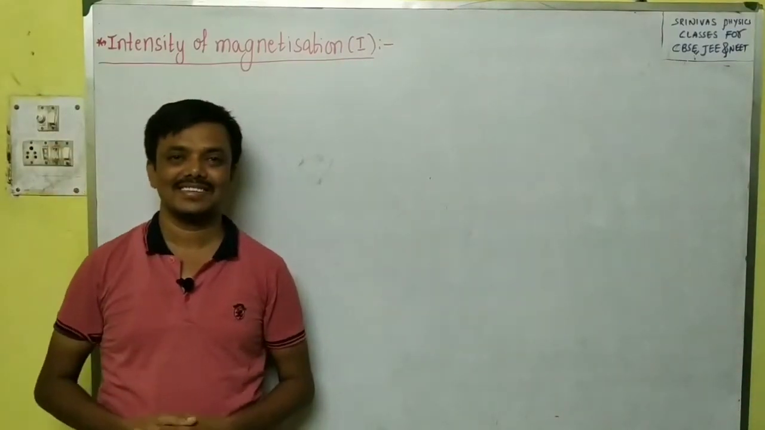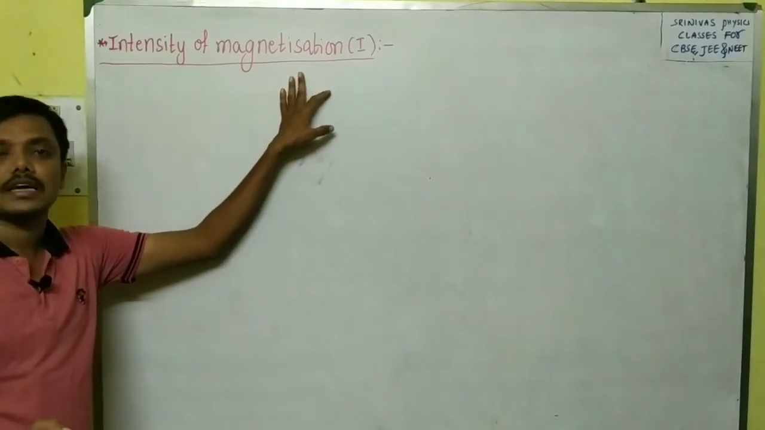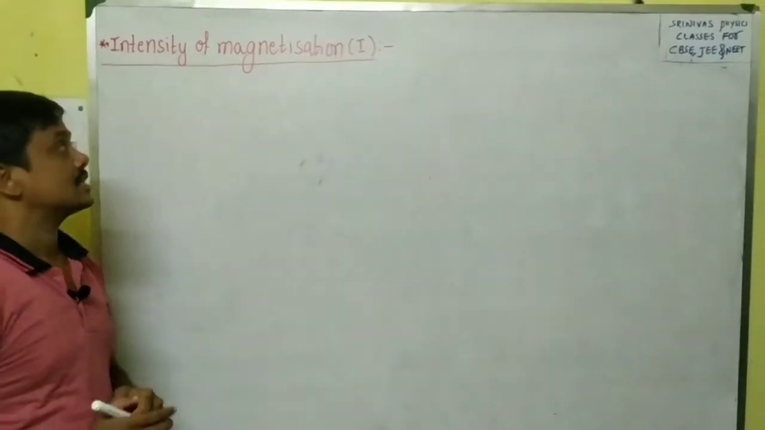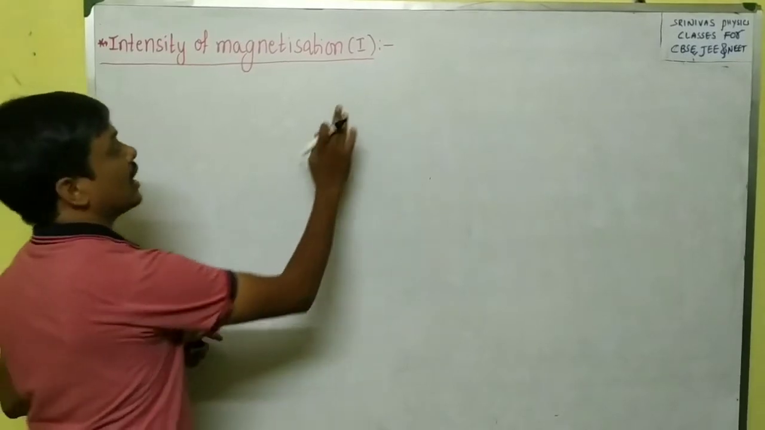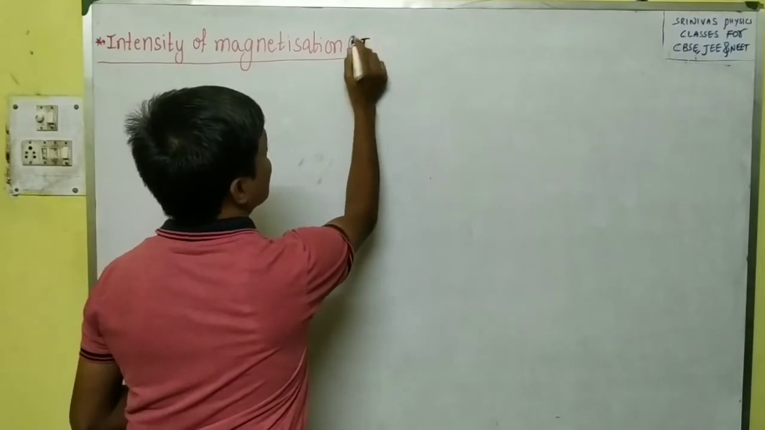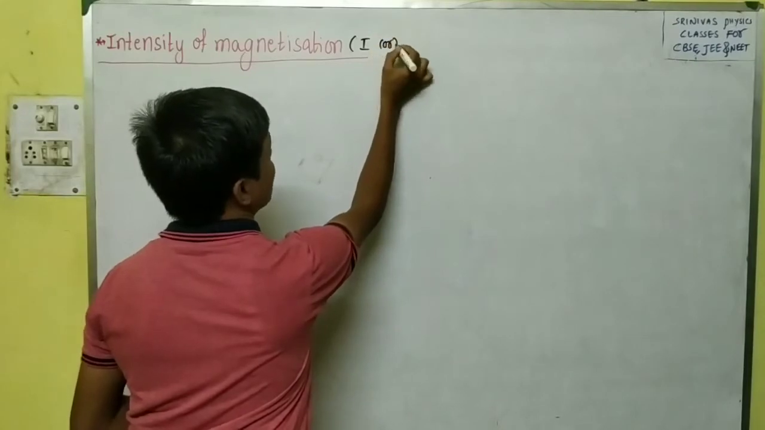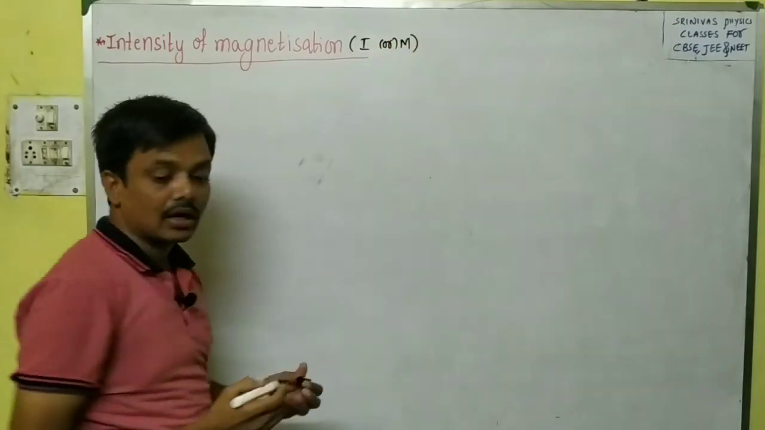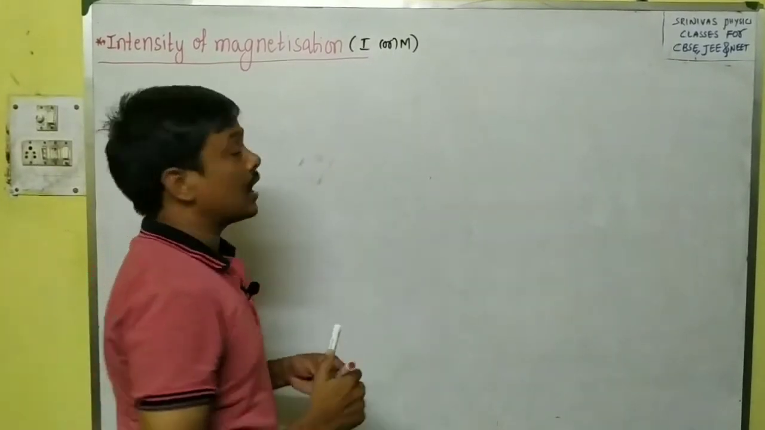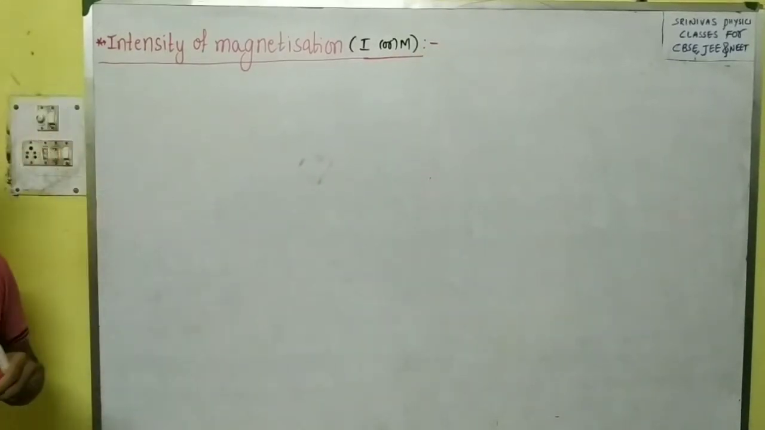Hi to all. Today's topic is intensity of magnetization and some other definitions I am going to explain. Now, first of all, what is intensity of magnetization? It is denoted with capital I. In some books it is also denoted with capital M, but we already denoted capital M as magnetic moment. That's why I am denoting it with only capital I. Okay, right. Now, what is intensity of magnetization?